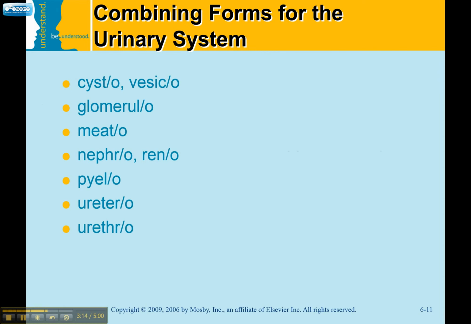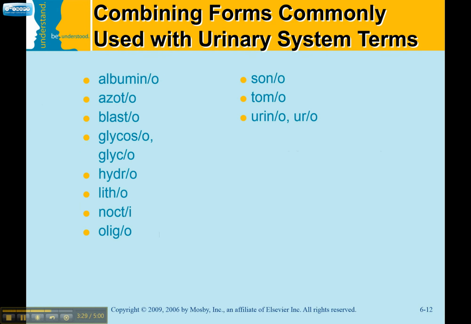Here are combining forms for the urinary system. Cysto and vesico mean the same. Glomerulo, meato, nephro, or reno mean the same thing. Pyelo, uretero, and urethro. Here are some more combining forms.